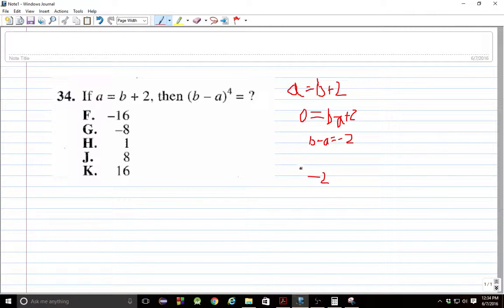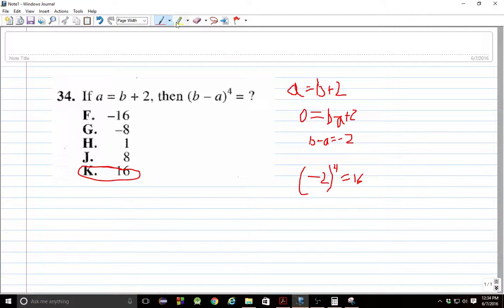Negative 2 to the power 4 is negative 2 times negative 2, or this is the same thing as 2 to the power 4 because it's an even power. So 2 to the power 4 is 2 times 2 is 4, times 2 is 8, times 2 is 16. So this is 16. The answer is K.